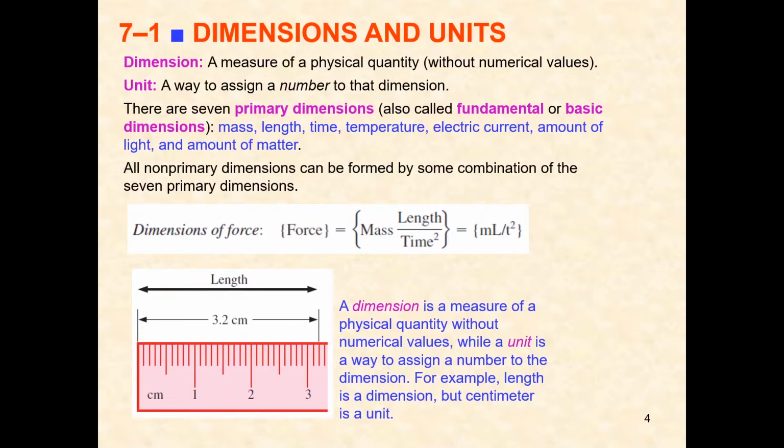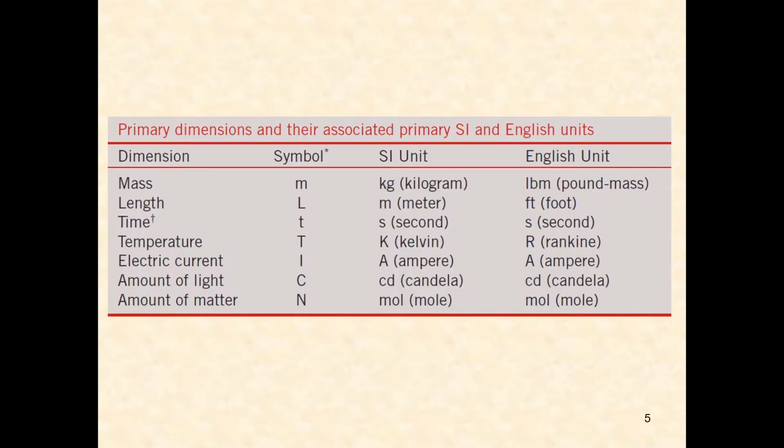So there are 7 primary dimensions, also called fundamental or basic dimensions, which are mass, length, time, temperature, electric current, amount of light, and amount of matter. All other dimensions, the secondary or derived dimensions, can be formed by combinations of these 7 primary dimensions. This table shows the primary dimensions and their units in SI and in English units.